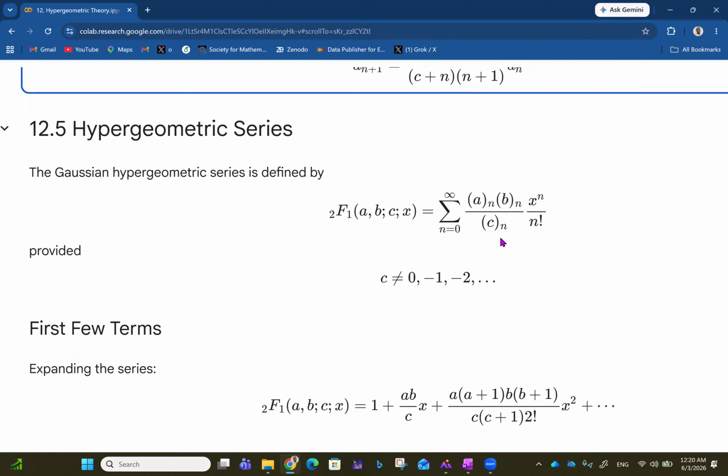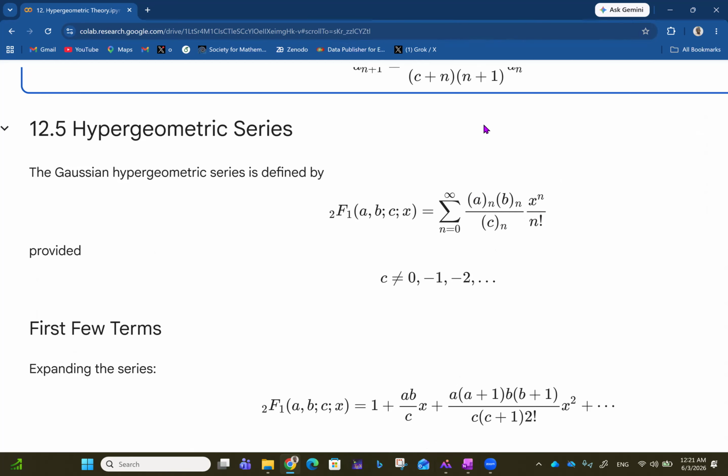Based on this expansion, if you get the first 3 terms, for instance, when n is equal to 0, we have a sub 0, b sub 0, c sub 0, so all of that will be 1. Then we have x raised to 0, which is 1, and 0 factorial is also 1. So that's why we have 1 here. When you take n to be 1 now, you have a sub 1, b sub 1 over c sub 1. All of that will just be a times b over c, and then x raised to 1 is x. 1 factorial is also 1.